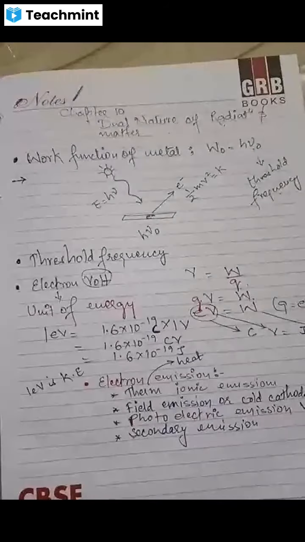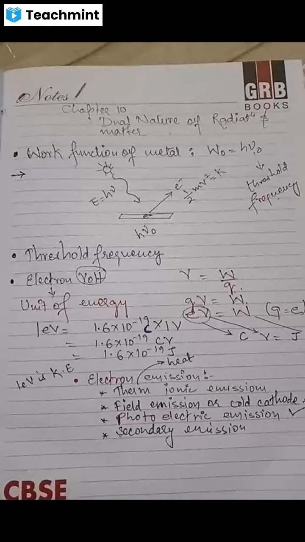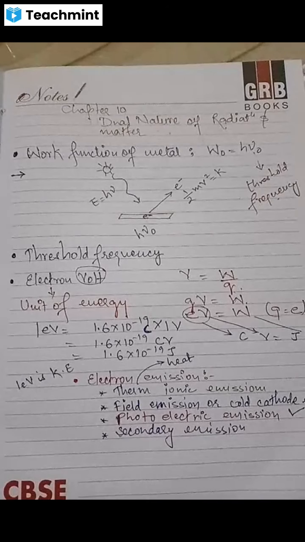Okay, so this is the chapter about which we were discussing, chapter number 10, the dual nature of radiation and matter. In this chapter, we are discussing the work function of matter. When I talk about the work function, dear students, it is very clear that the work function itself represents the extent, the amount of energy.